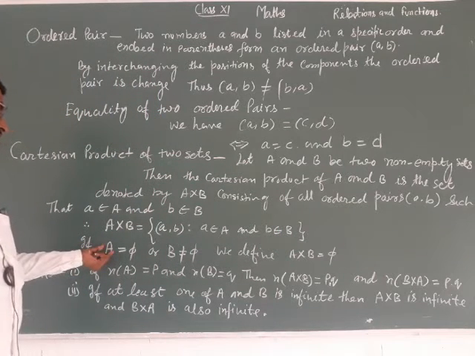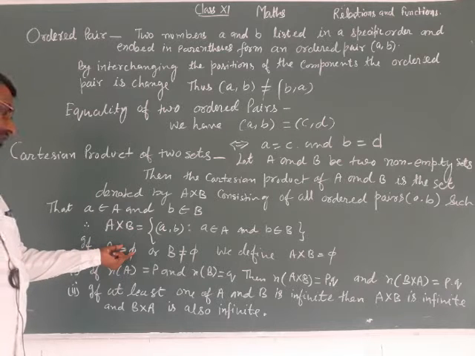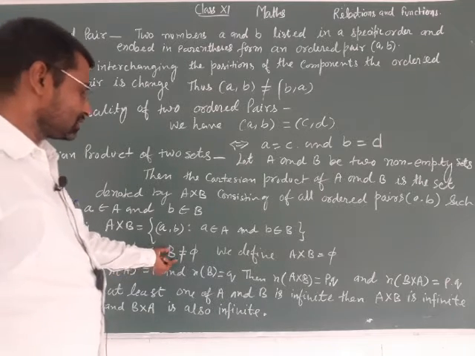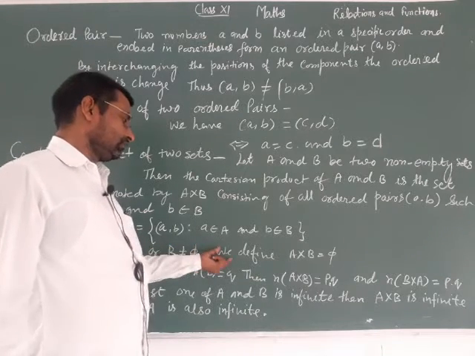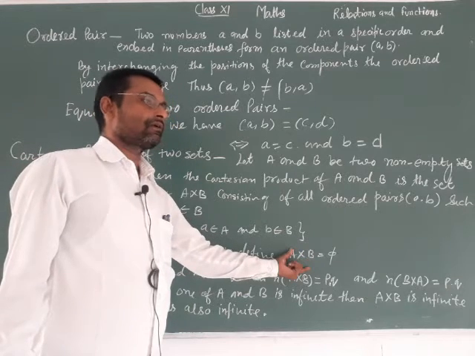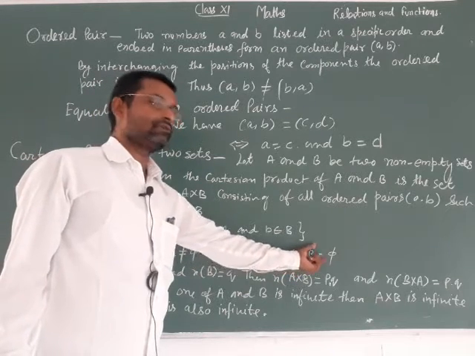If A is the empty set phi and B is not an empty set, we define the Cartesian product A cross B to be equal to phi.